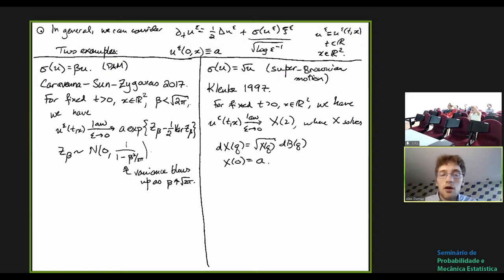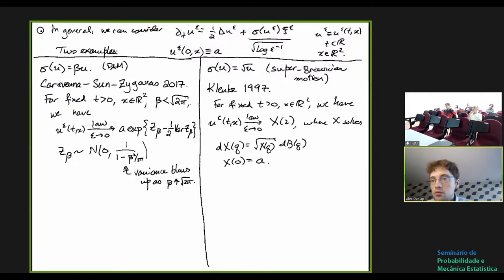Here we don't have a log normal random variable, we have a square root diffusion, or a Feller diffusion. But nonetheless, there's still an explicit distribution of a random variable that the solution to our stochastic PDE at some fixed space-time point converges to.